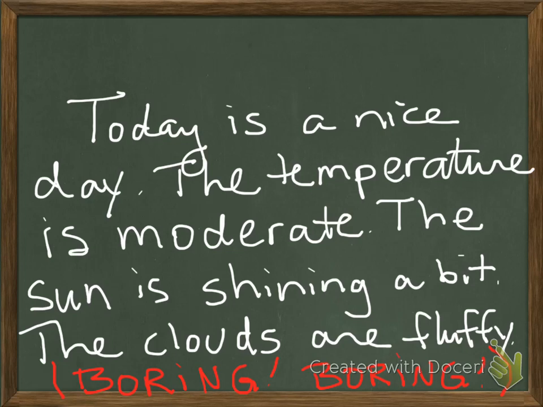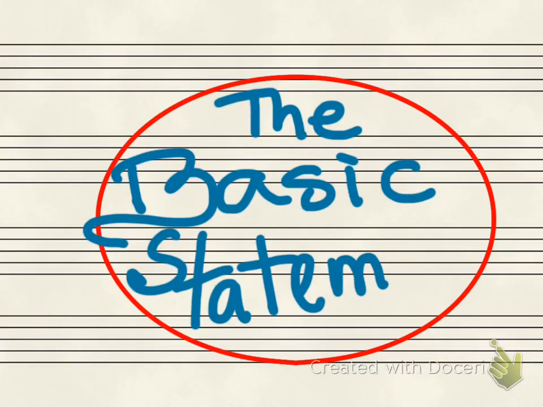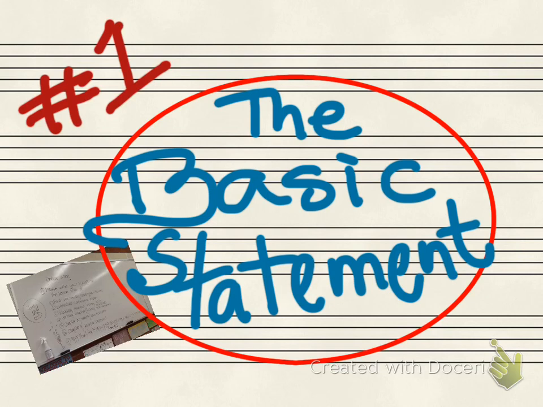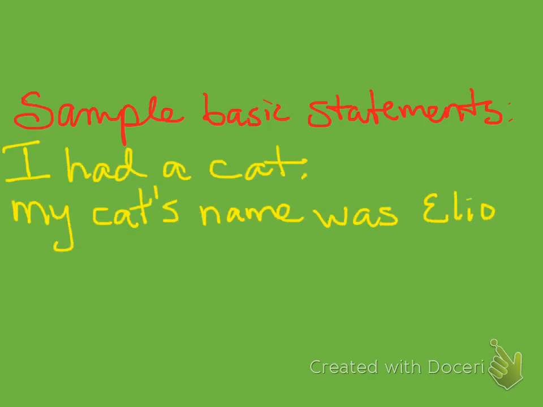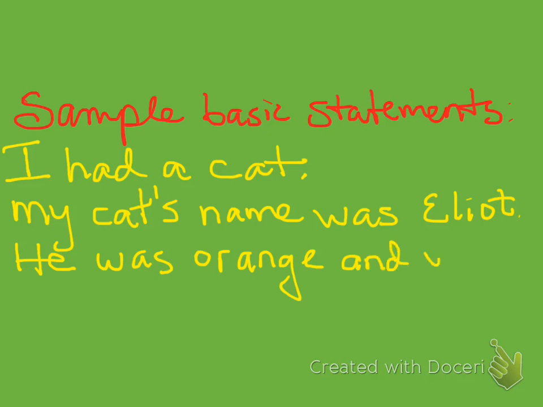So let's talk first about the different patterns of sentences. There are basically 4 different types. The first type of sentence pattern is called the basic statement. And a basic statement is simply the subject, the verb, and an object. Sometimes it's just a subject and a verb, but it is the sentence boiled down to its most basic elements.